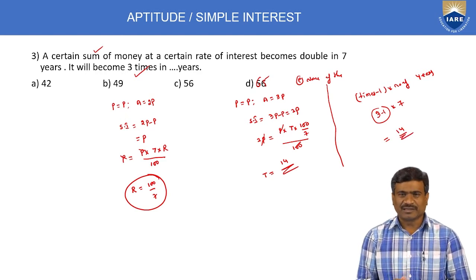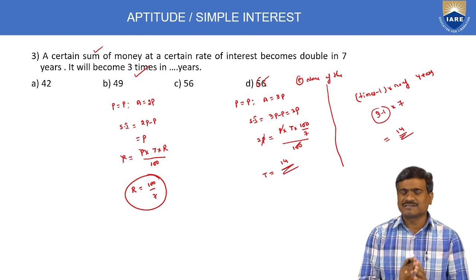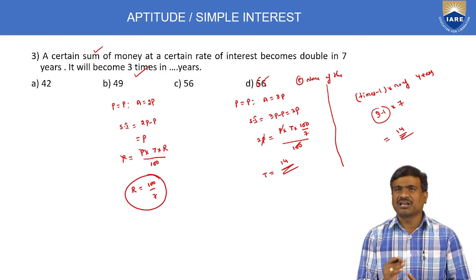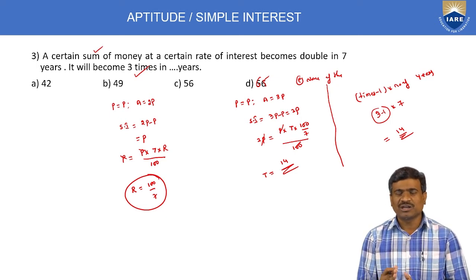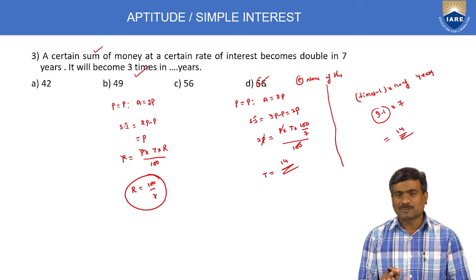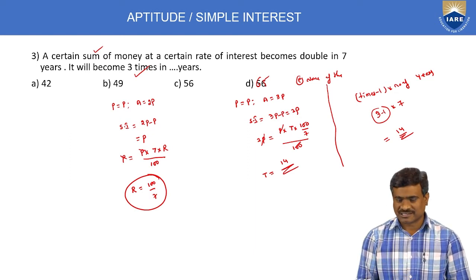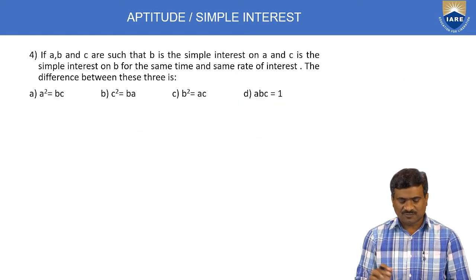An easy method depends only on the second statement and the time duration. Second statement: 3 times, 3 minus 1, number of years 7, 2 into 7 is 14 years. Option E, that option is not given. If not given, then select option E, that is none of these. None of these option only correct. Next, fourth example.